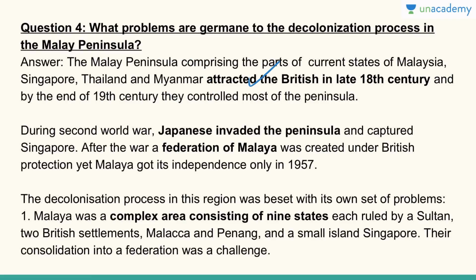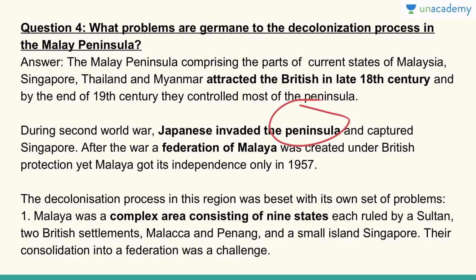And just like India and half of the world, they attracted the British in the late 18th century, and by the end of the 19th century the British controlled most of the peninsula. Okay, a typical colonial story till now. Now things become interesting. During the Second World War, the Japanese invaded the peninsula, and instead of getting freedom in 1947, they got it in 1957. So even 12 years after the World War, they did not get independence.